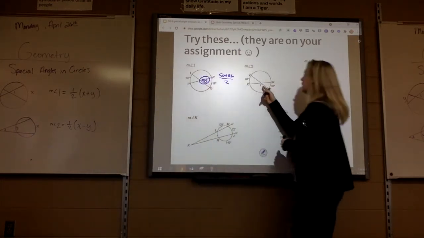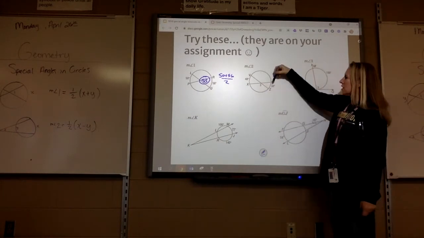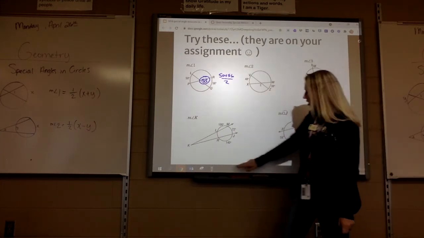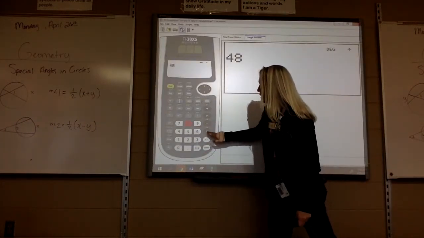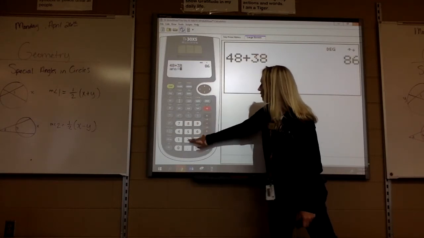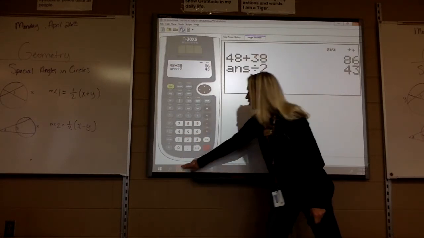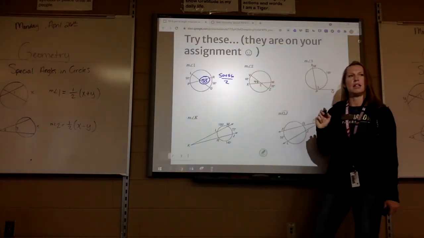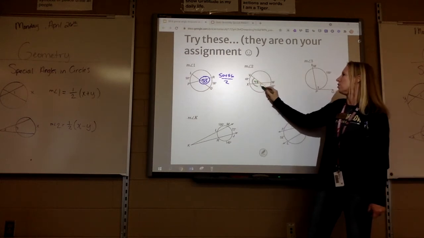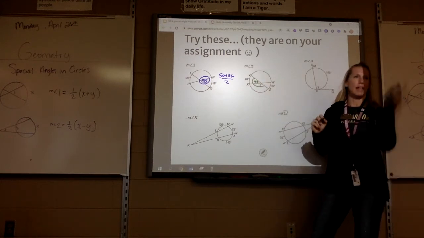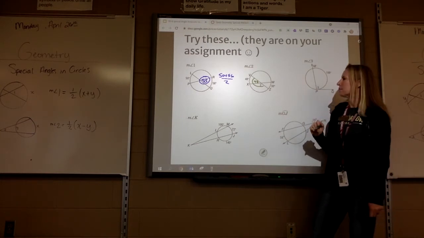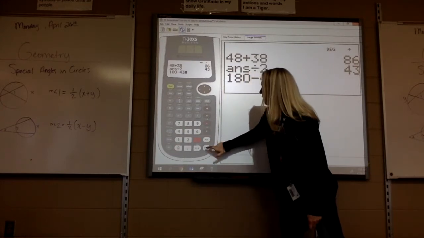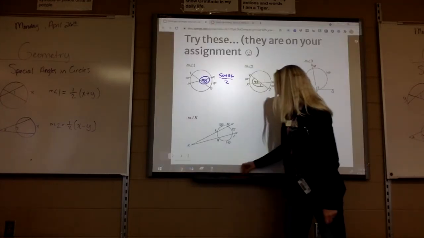This is one of those where I have to find the other angle. So I'm going to add these two and divide by 2. So 48 plus 38 divided by 2 is 43. This angle right here is 43. How would I get angle 2? 180 minus 43. So 180 minus 43 is 137.